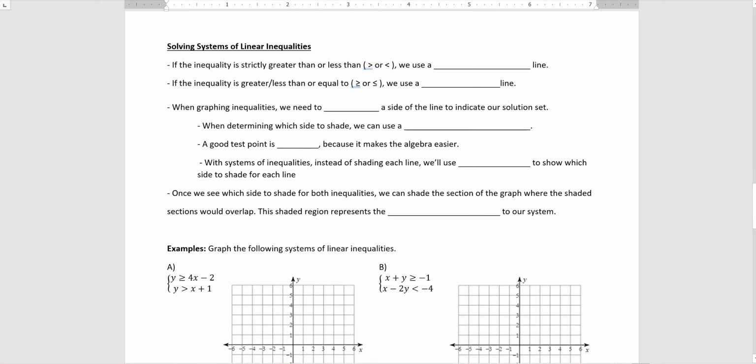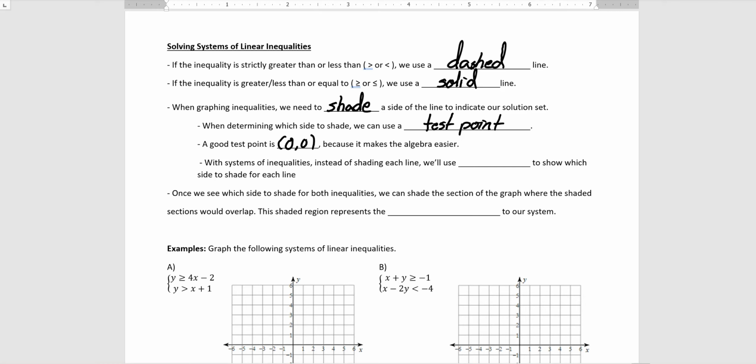So it starts with some review, because all we're going to do is graph two inequalities on the same coordinate plane. That's the only switch here. If the inequality is strictly greater than or less than, we use a dashed line. If it's less than or equal to or greater than or equal to, it's solid. In graphing, we need to shade. All of this is review. When determining which side to shade, we can use a test point. A good test point, of course, is 0, 0. It makes the algebra easier.